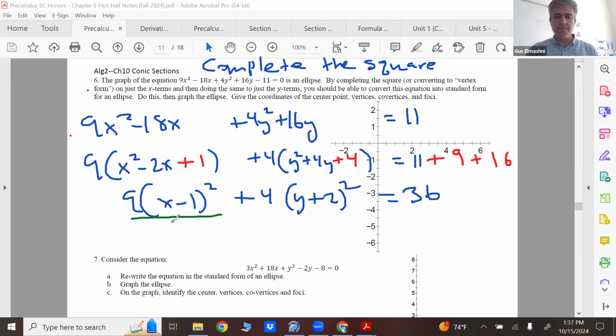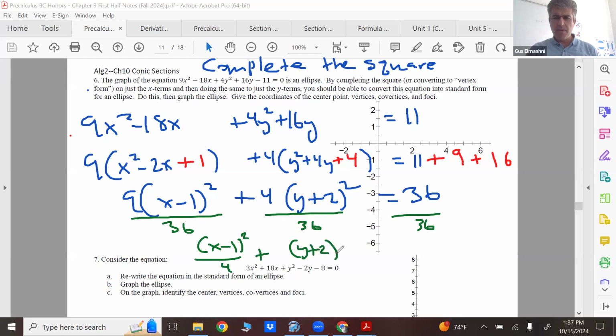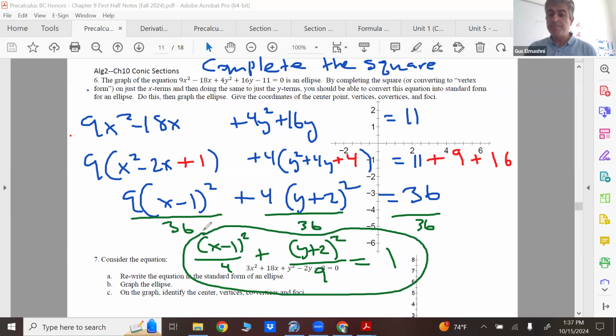And then I divide everything by 36. So you get x minus 1 squared over 4 plus y plus 2 squared over 9 equals 1. Okay? We're okay about that? All's good? Okay.